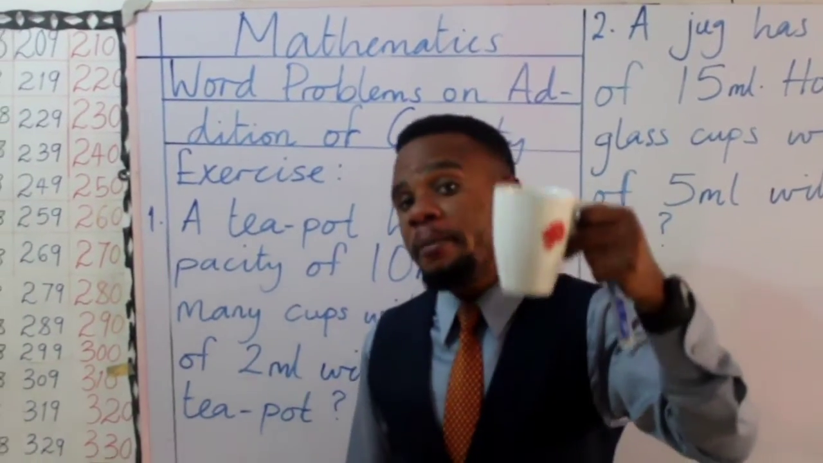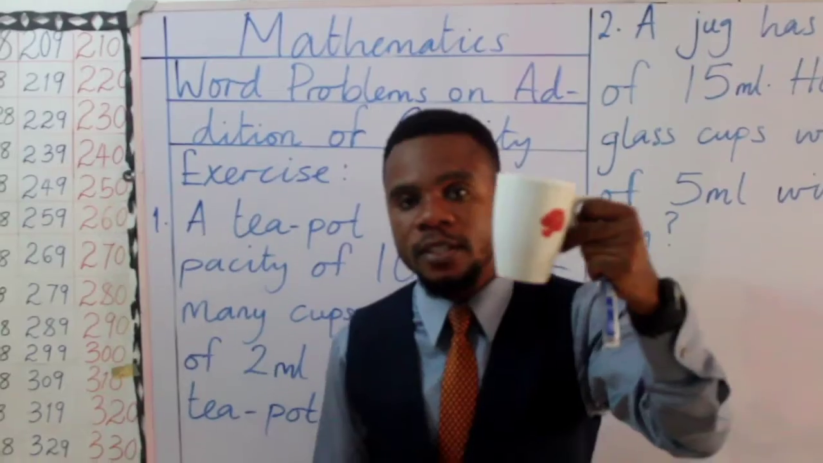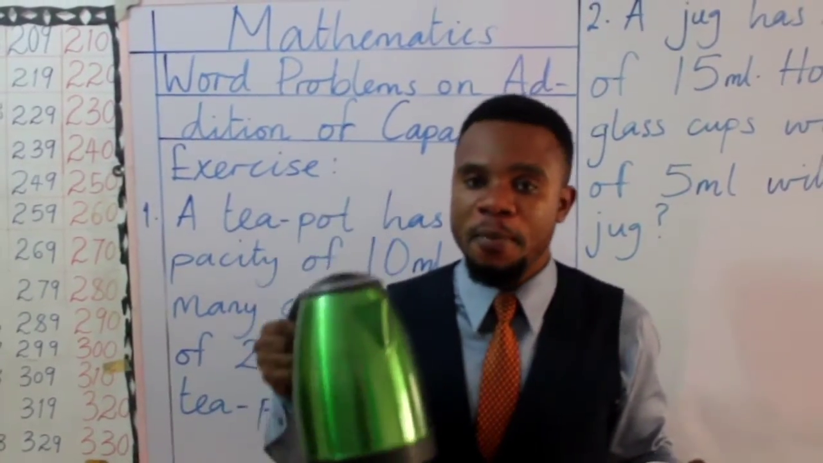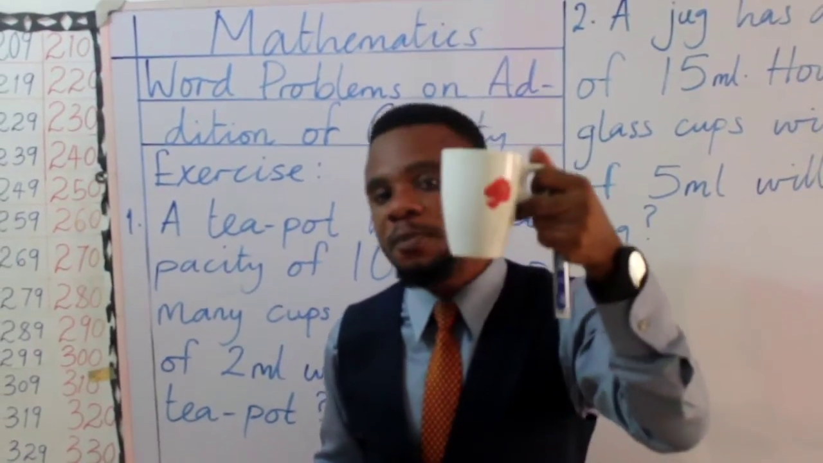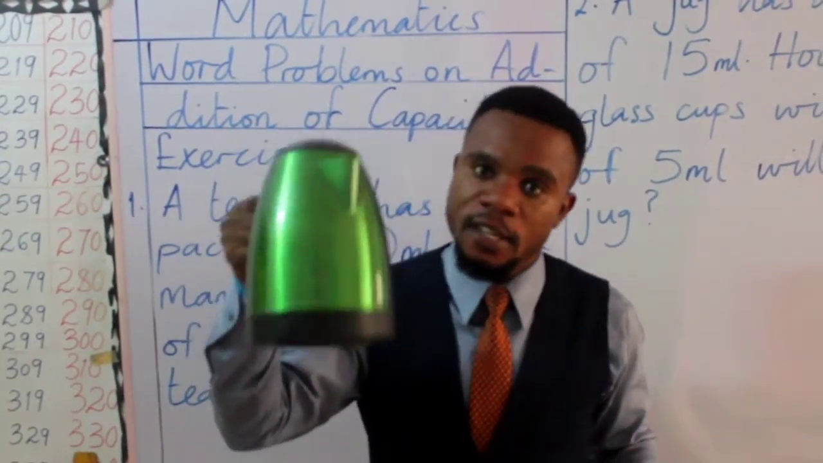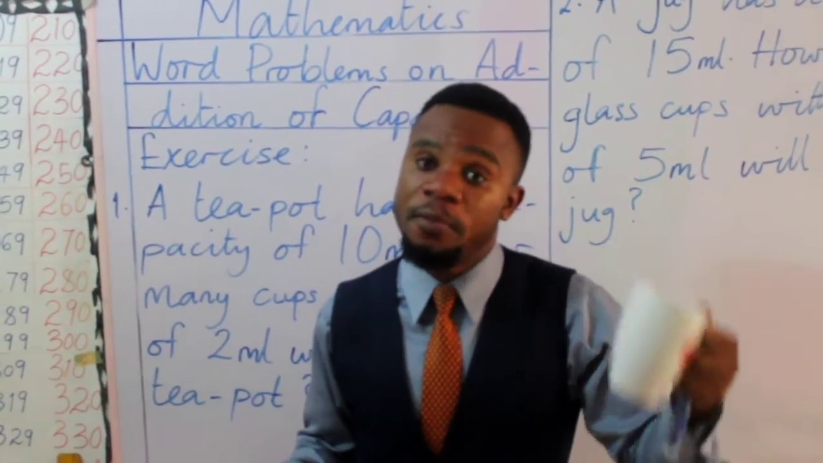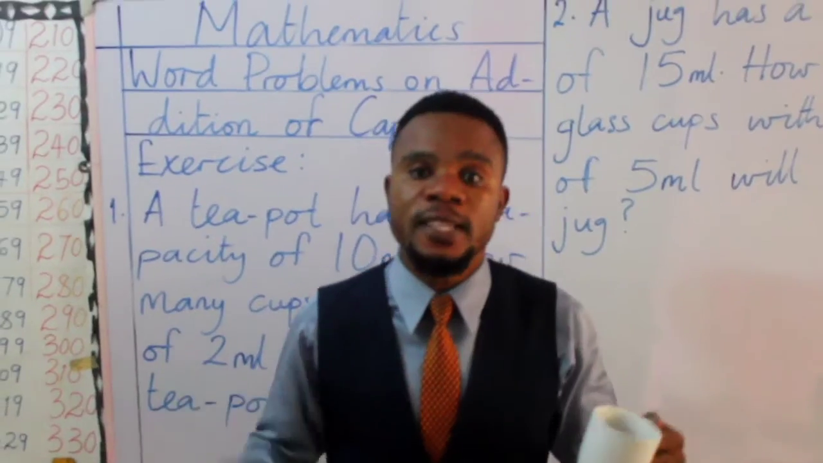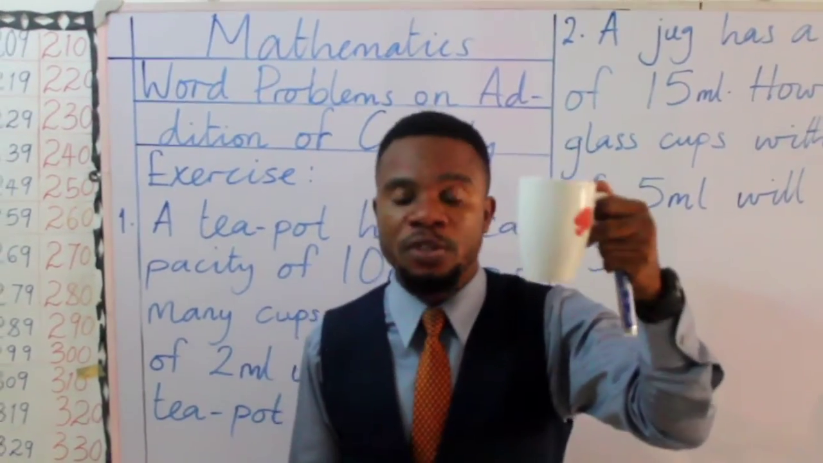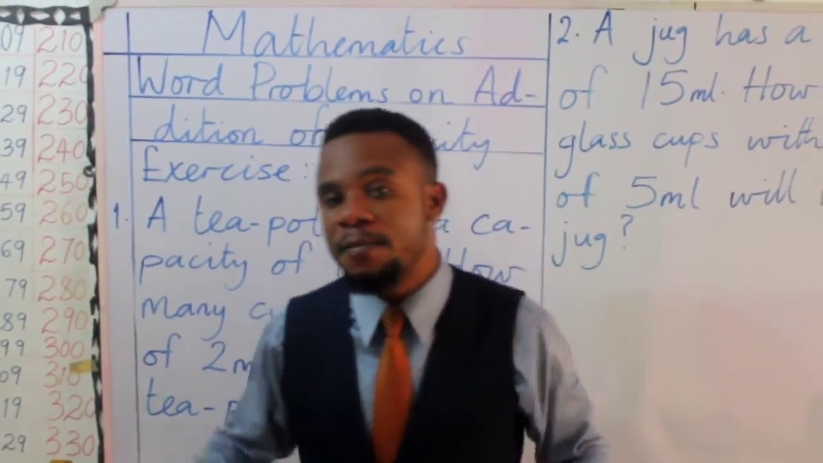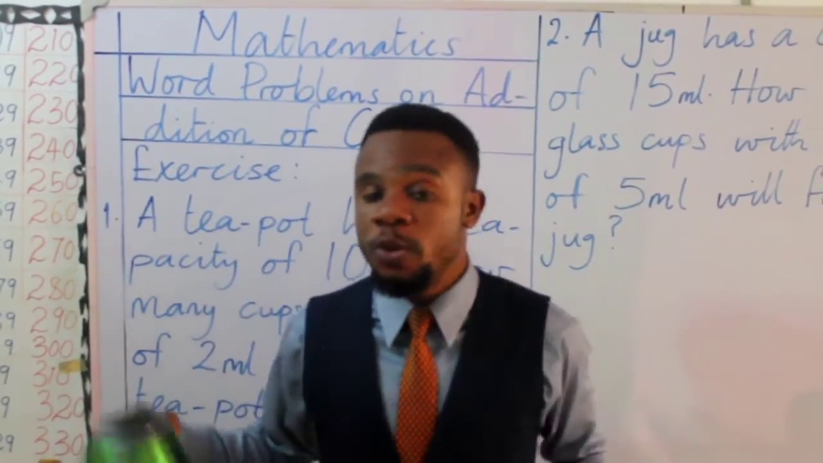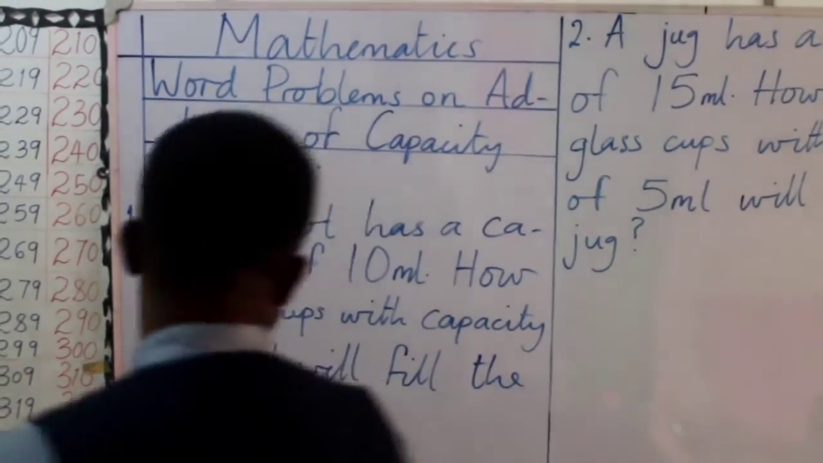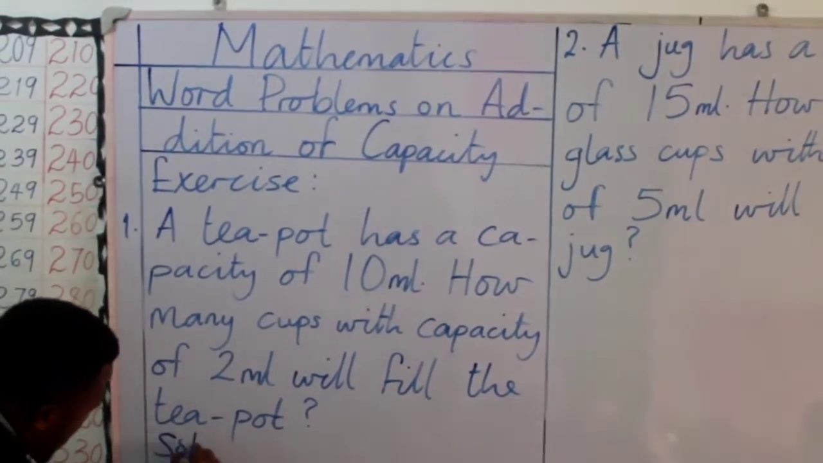Now we have to measure some quantity of water to fill this teapot. Remember, we don't know how many of these cups can fill this teapot, but we have to keep counting until we are able to fill it before we can tell if it's 10, 2, or 5 cups that can fill this teapot. So we do that on the board. Now I have the solution here.